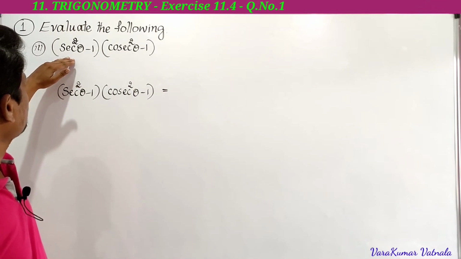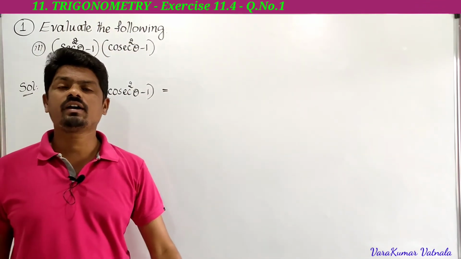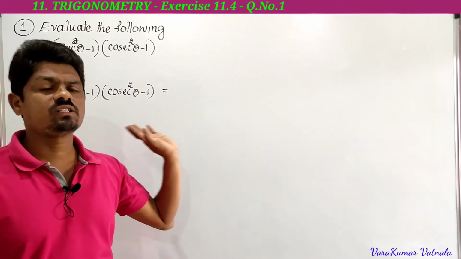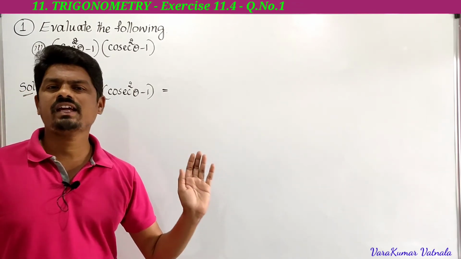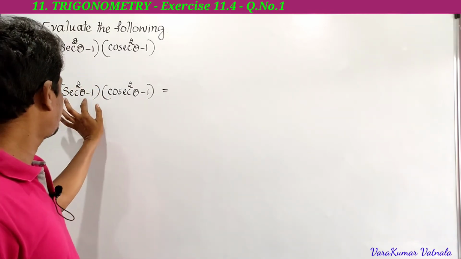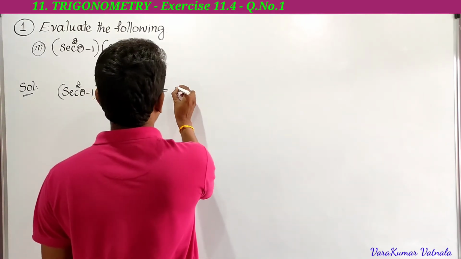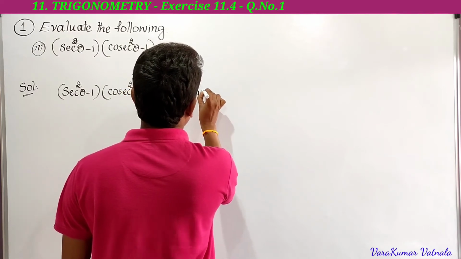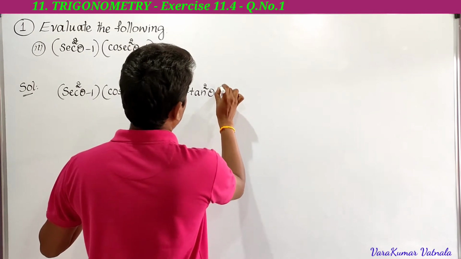So see here what he has given, secant square theta minus 1 into cosecant square theta minus 1. So we have to find the value. Secant square theta minus 1 is there. So what is the second identity? 1 plus tan square theta equal to secant square theta. So here secant square theta is there. Instead of secant square theta I am writing tan square theta. 1 plus tan square theta. So 1 plus tan square theta. So next minus 1 is there, write minus 1.